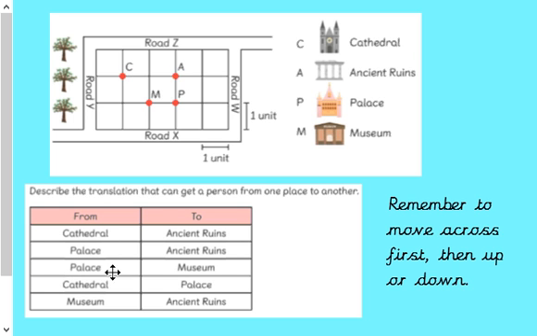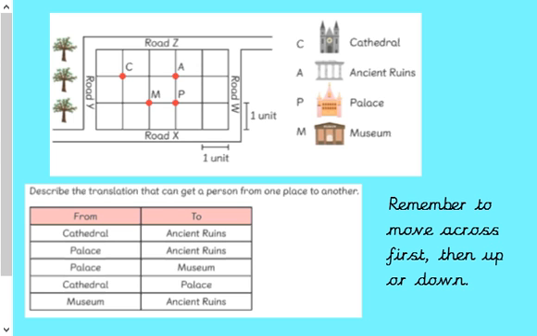So for example, I'll go through the first one with you. We are moving from the cathedral to the ancient ruins. So the cathedral is point C, the ancient ruins would be A. And in this case, the translation, the movement, would be 2 units to the right. Now what I want you to do is the other 4 for me, and describe the movement from one point to the other. Press pause while you're working on this and press play when you're ready to come back.